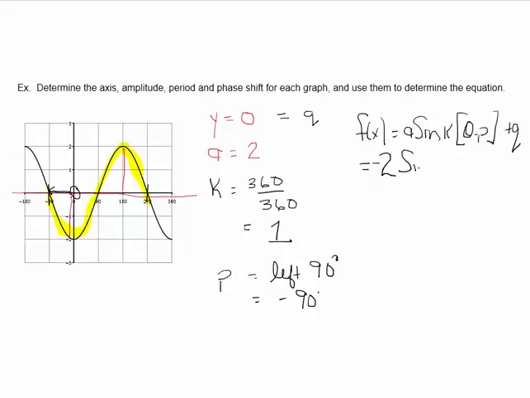Our K was 1, so we don't even have to represent it. Theta minus negative 90 becomes theta plus 90 in the equation. We know that that still goes left. And it didn't move up or down at all, so plus 0, we don't even have to show it. So now when we're given a graph, we can come up with the equation ourselves, just like that.